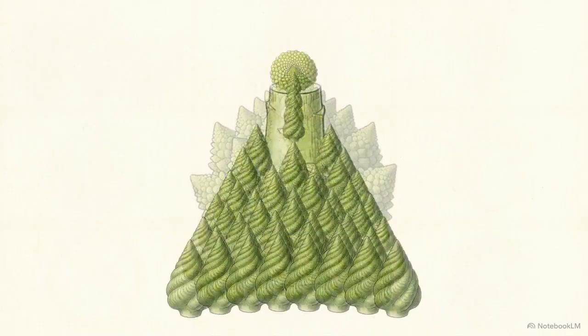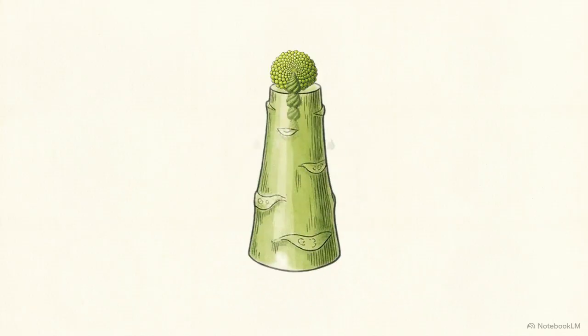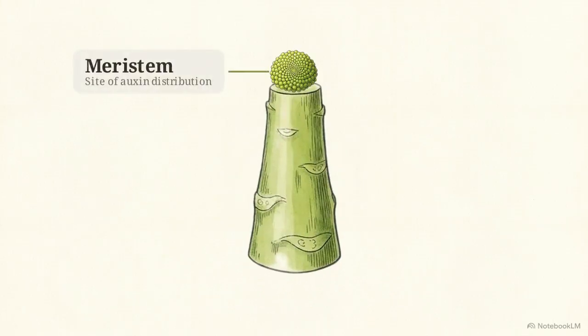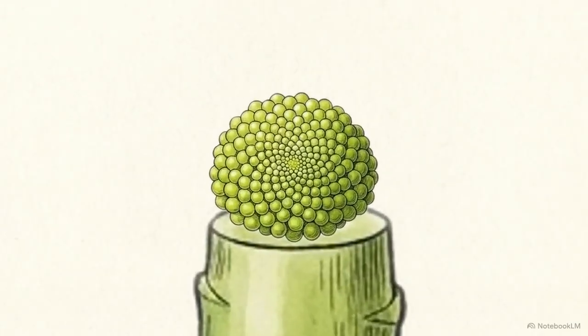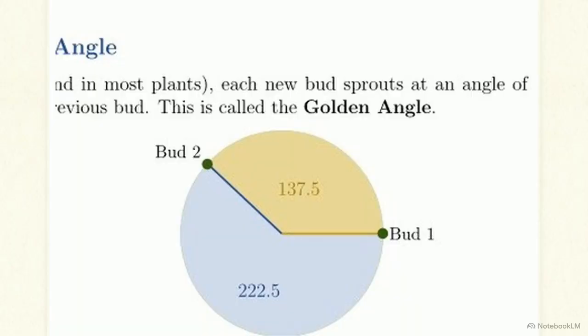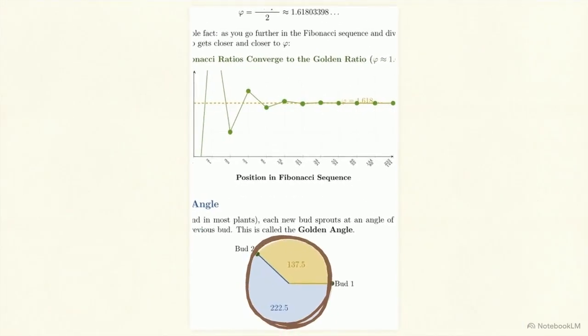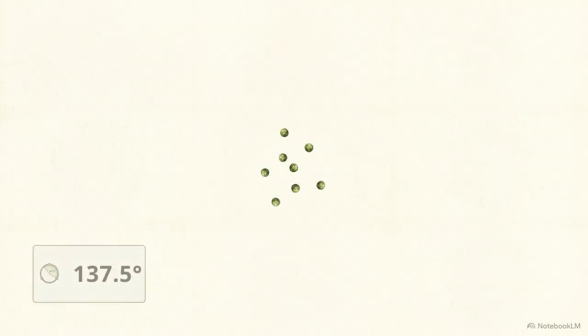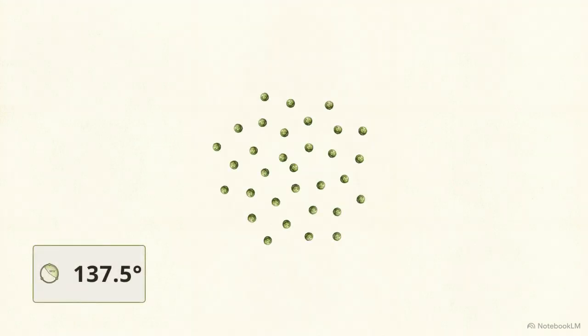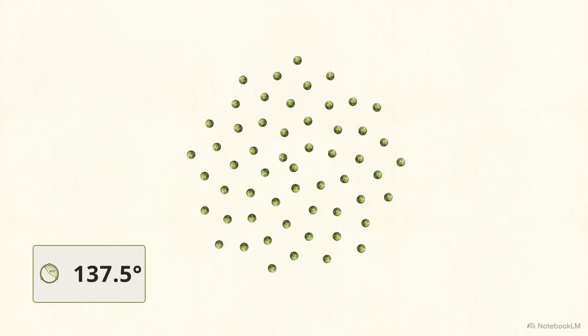If we strip away the mature florets and look only at the microscopic new buds forming at the tip of the plant, the mechanism behind this shape emerges. This chart illustrates the golden angle. Every new bud sprouts exactly 137.5 degrees from the previous one. The graph above shows the math. Fibonacci ratios converge on the golden ratio, 1.618. Divide a circle by that ratio, and you get precisely 137.5 degrees.